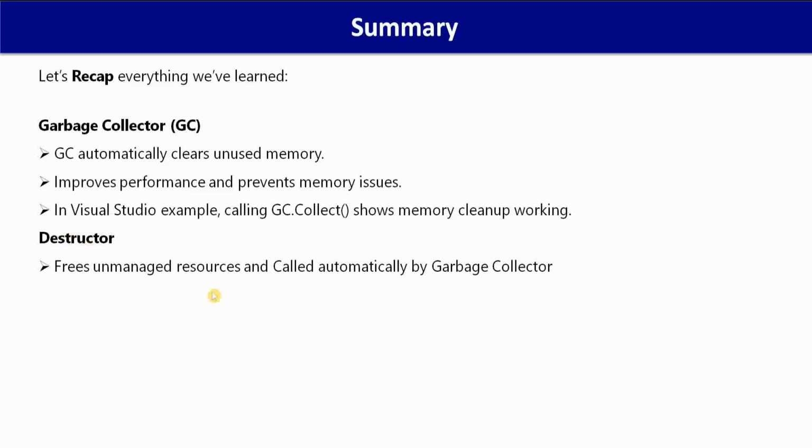It frees unmanaged resources and is called automatically by the garbage collector. When objects are going to be destroyed, the destructor is called automatically by the garbage collector, and the garbage collector is automatically called by the CLR. No need to invoke it manually in Visual Studio, because if we use it manually many times, it will slow down the performance, since it consumes time to remove the unnecessary objects. So let it be invoked automatically by itself.